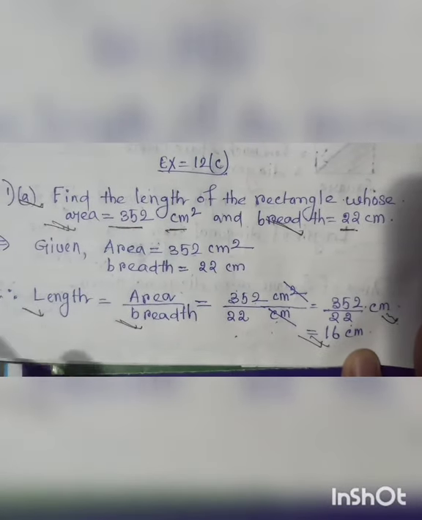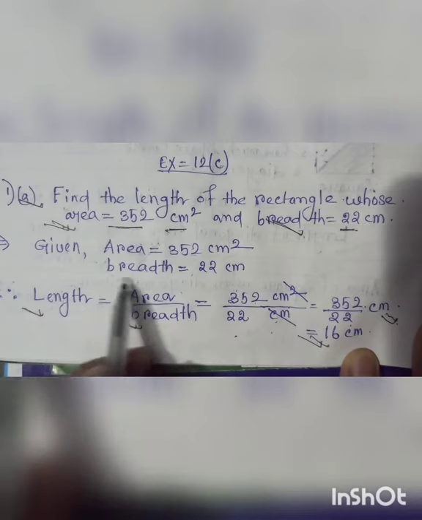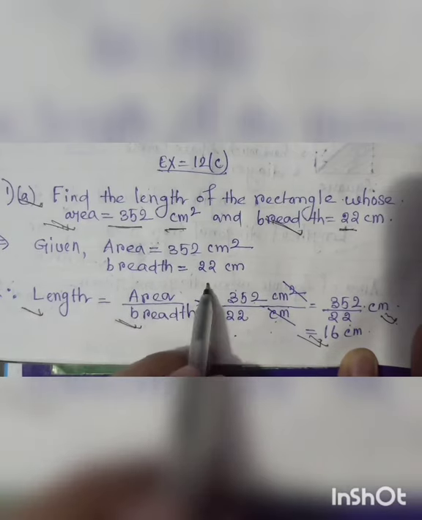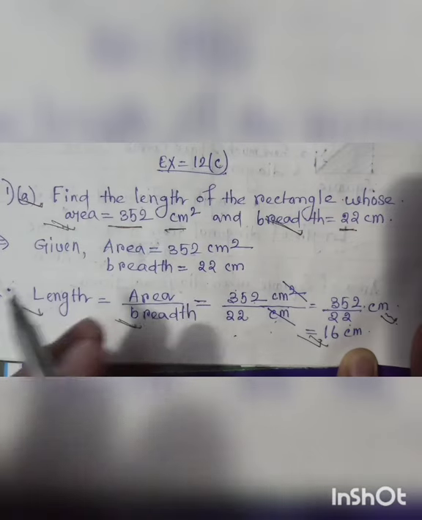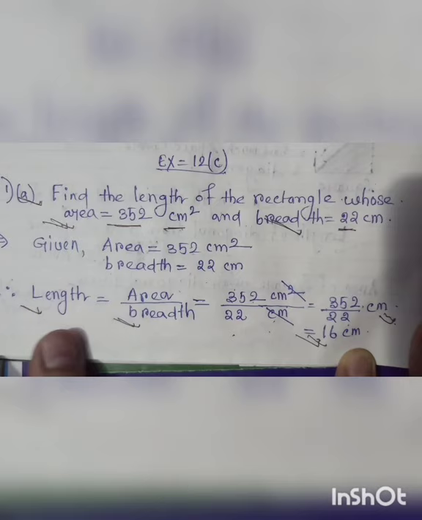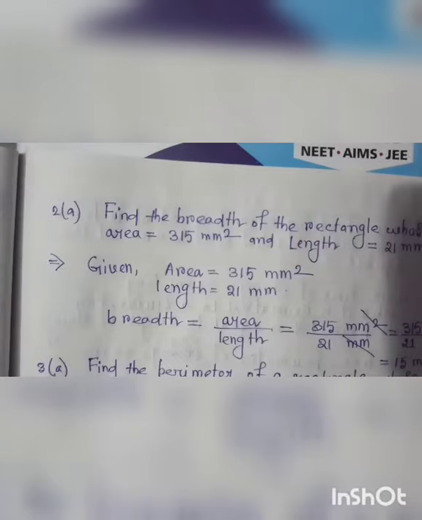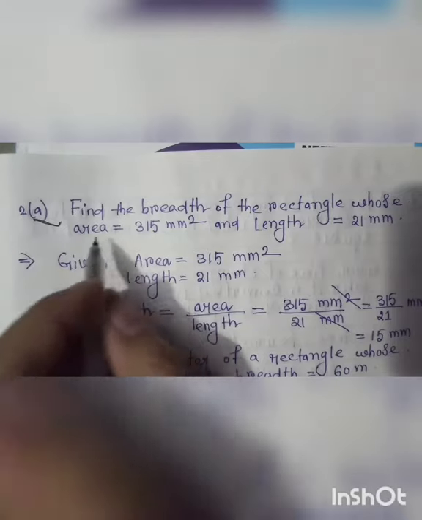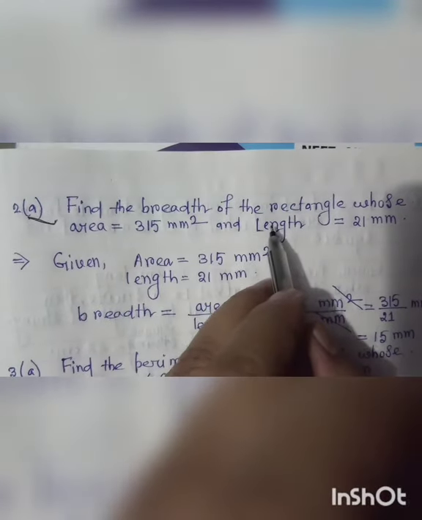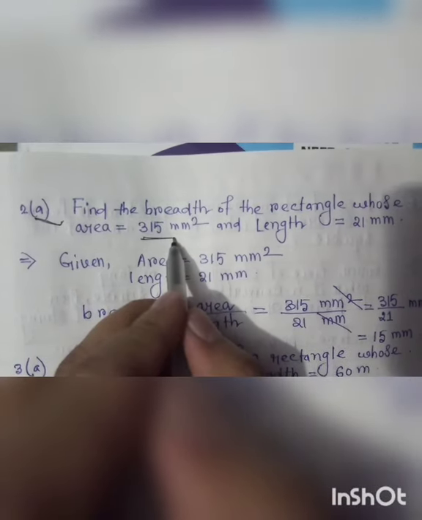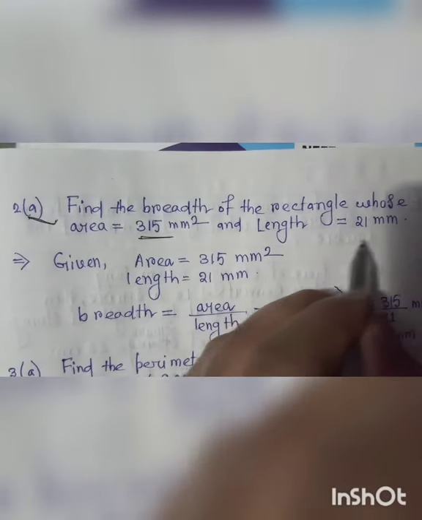Basically it is wrong. Actually the breadth is always less than the length. So length is 16 and breadth is 22, it is impossible. Length is always greater than breadth. So okay, you continue. Problem number 2A. What is given in 2A? Find the breadth of the rectangle whose area is given as 315 millimeter square and length is 21 millimeter.